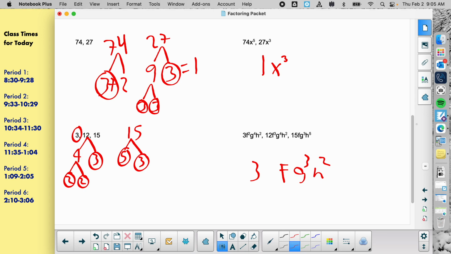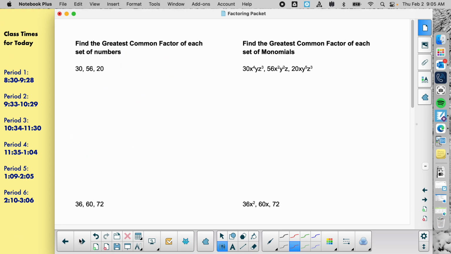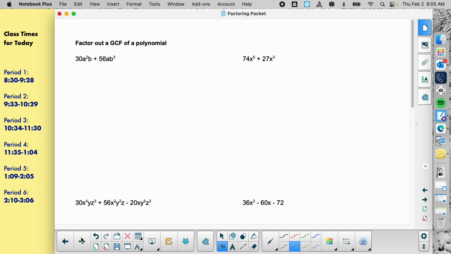Are we feeling okay about this probably? Seems like a lot of you did pretty good on it. Anybody want me to answer a question on these? Okay, we're going to go to the next topic, which is factoring it out. Oh, my bad. Right here. I guess it's the third page.